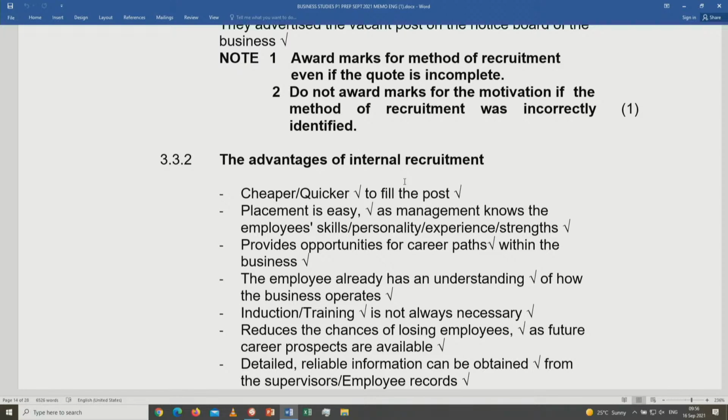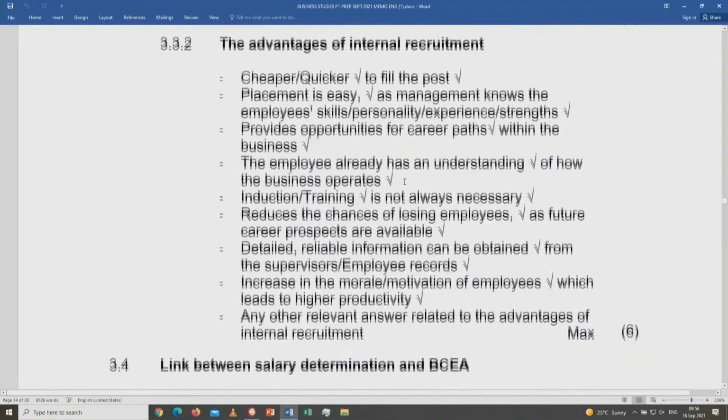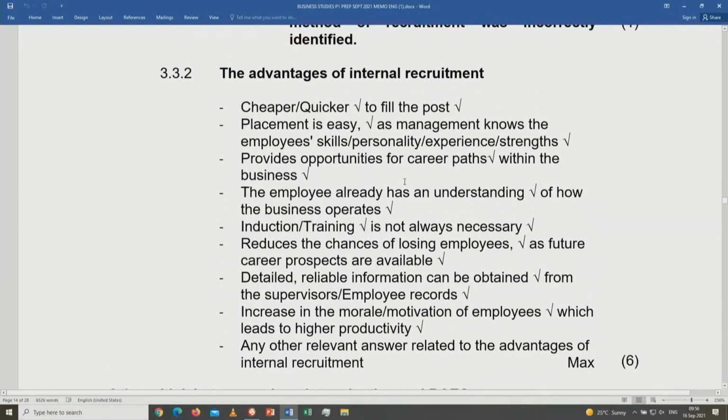The employee already has an understanding, 1 mark, of how the business operates. Induction or training, 1 mark, is not always necessary. So you can read through the responses, but it is clear that these are the advantages of using the internal recruitment method. And the maximum marks there is 6 marks.